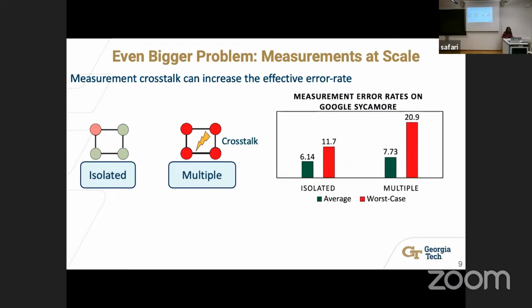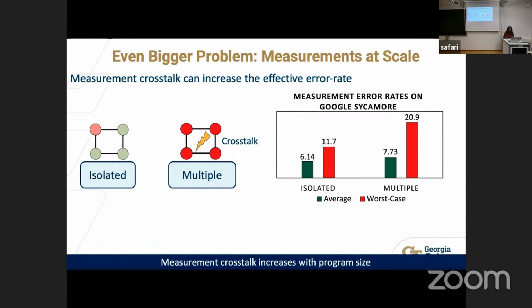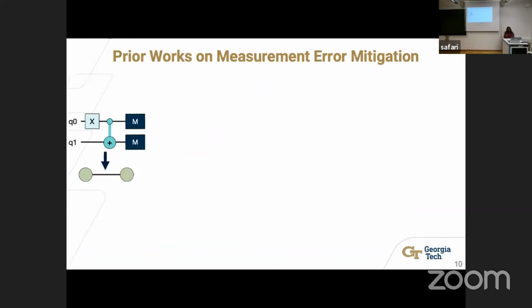For instance, if you look at the measurement error rates on Google Sycamore, you see a clear difference in the average and worst case error rates in isolated measurements versus simultaneous measurements. So this is another issue, that when you run large programs, you become a lot more vulnerable to crosstalk. So then, if you look at some prior works on measurement error mitigation using software, let's talk about one of these key approaches from IBM. Let's say we want to mitigate measurement errors when you run this program on this toy 2-qubit quantum computer.